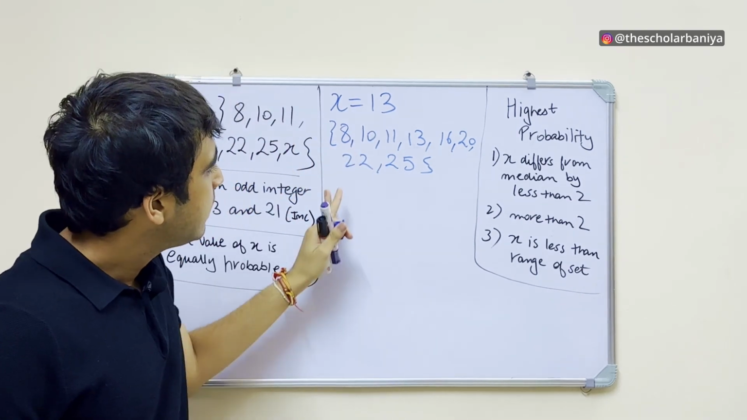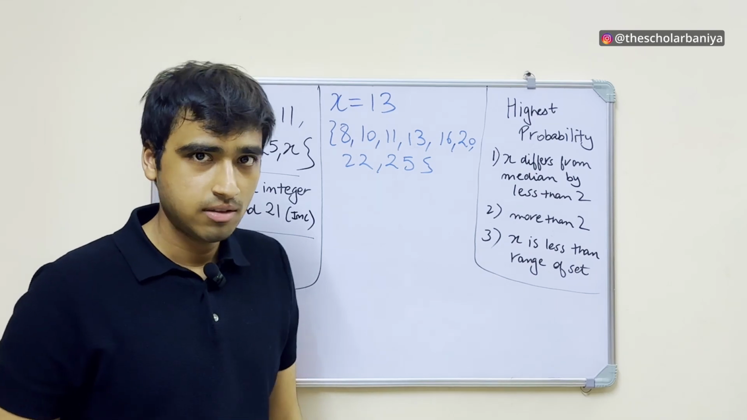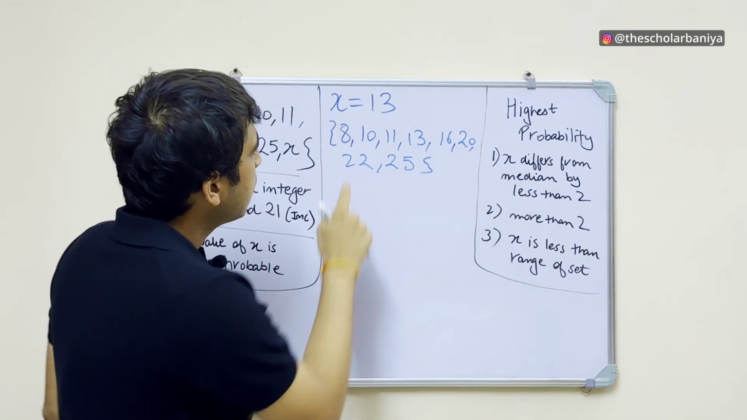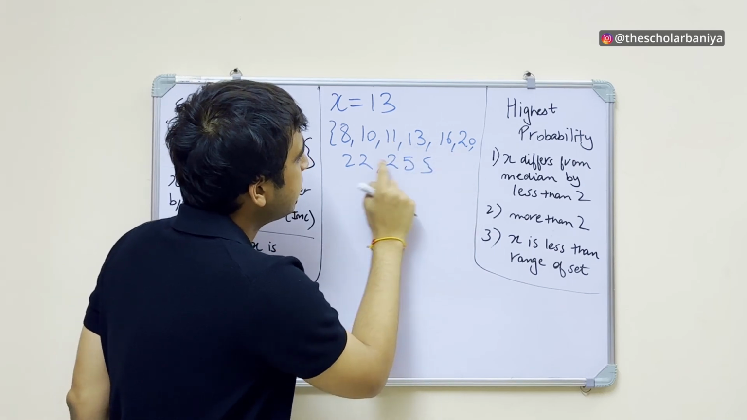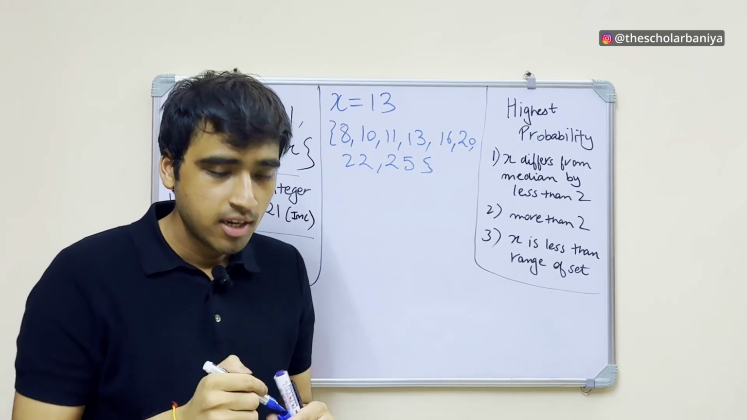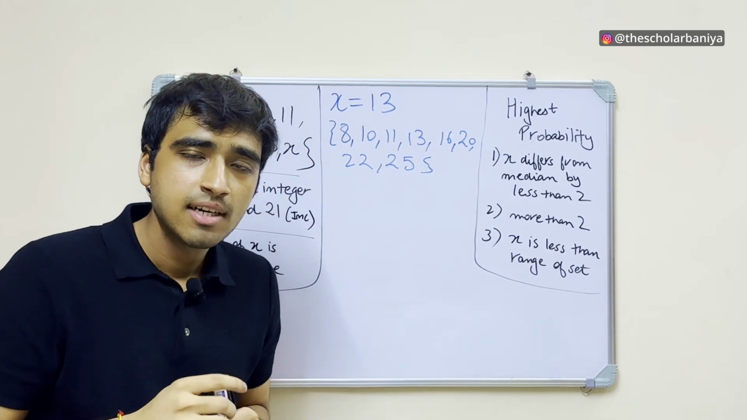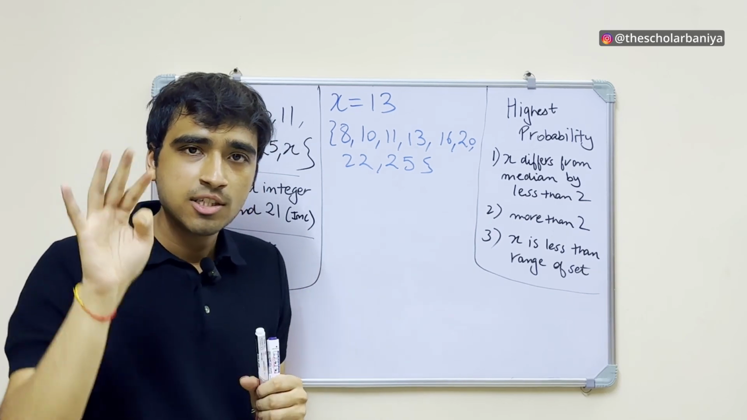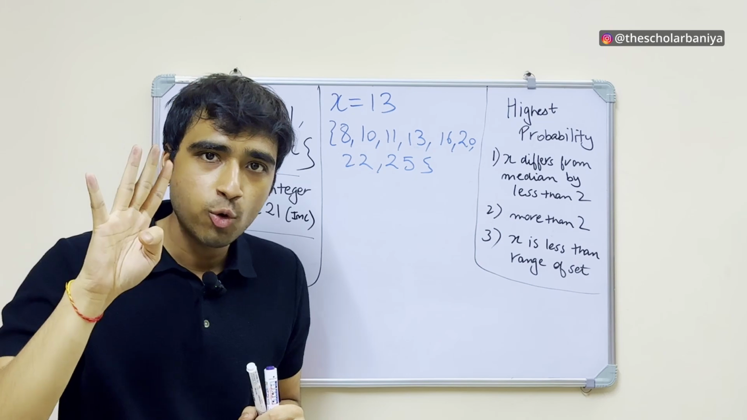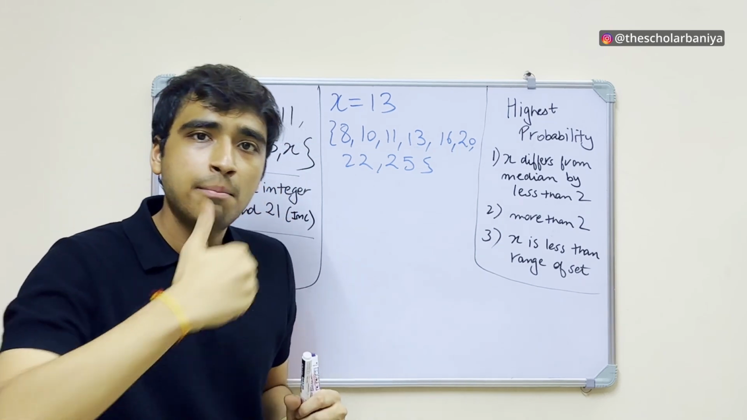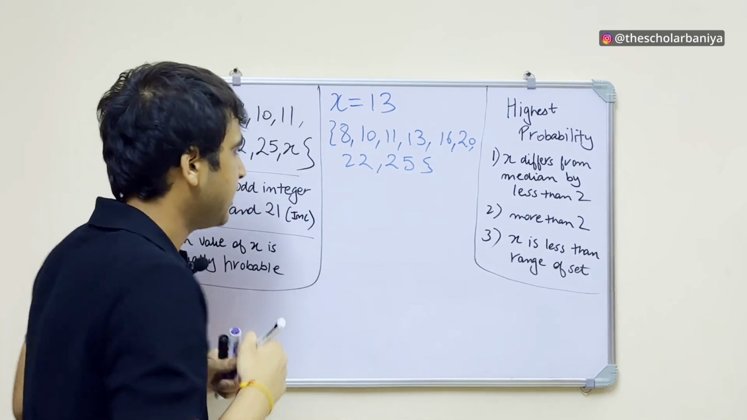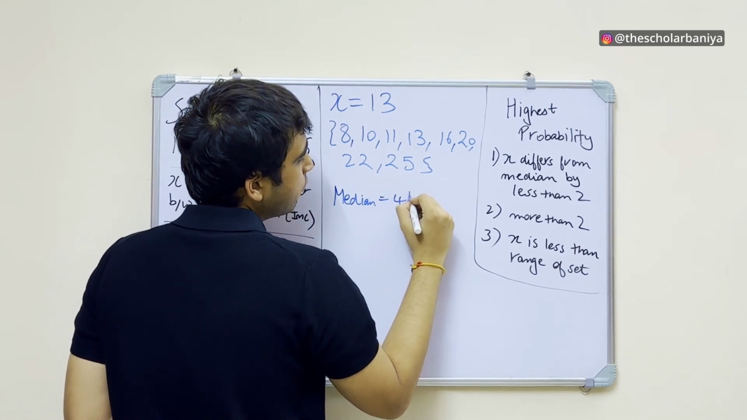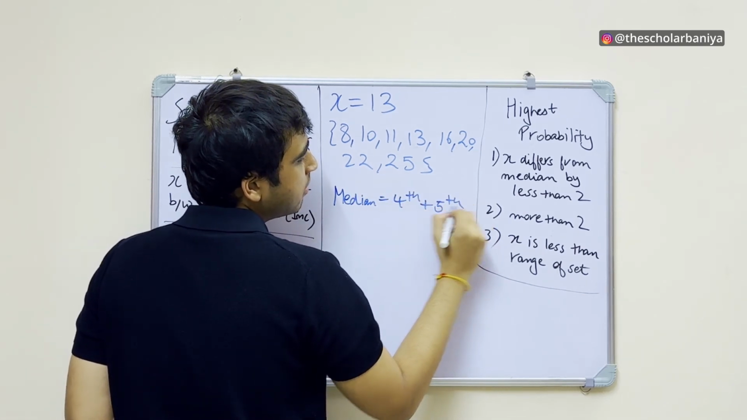Now we have to calculate the median of this. How many terms are there? 1, 2, 3, 4, 5, 6, 7, 8. There are 8 terms. Whenever there is an even number of terms, the median is the n by 2 th term plus the next term, divided by 2. So 8 upon 2 is 4, which means the median is the fourth term plus the fifth term divided by 2.